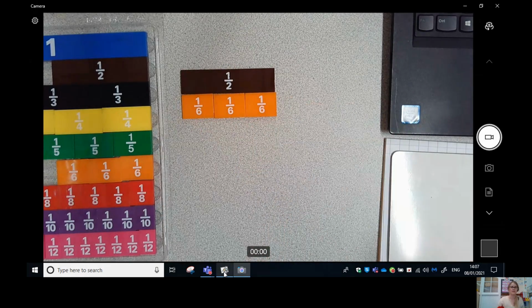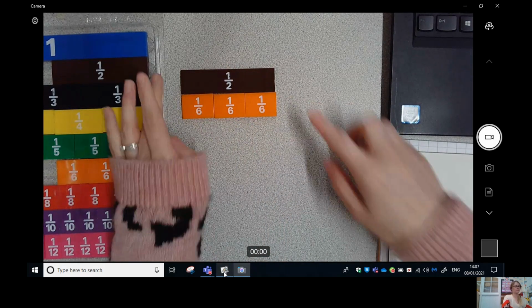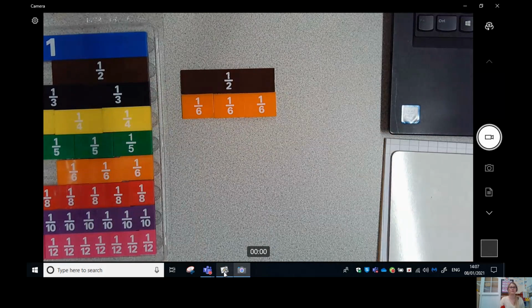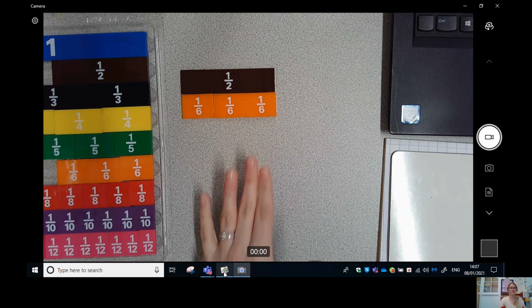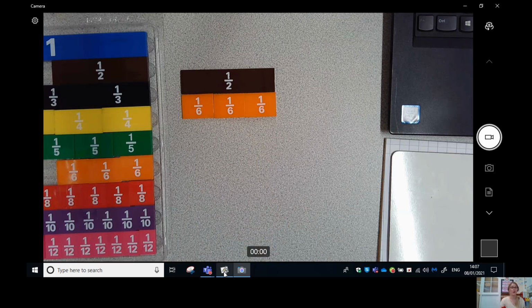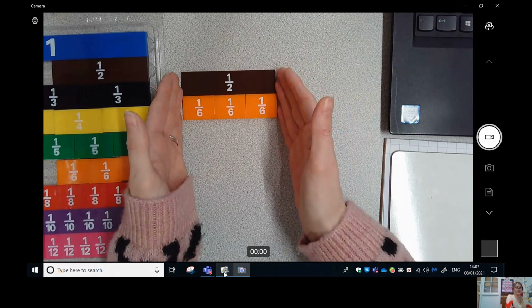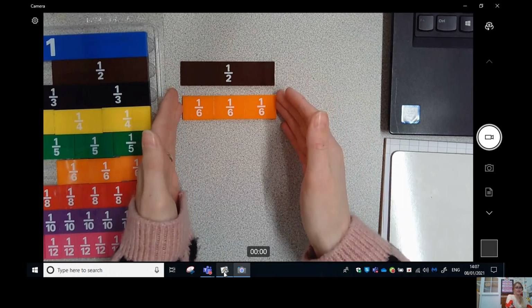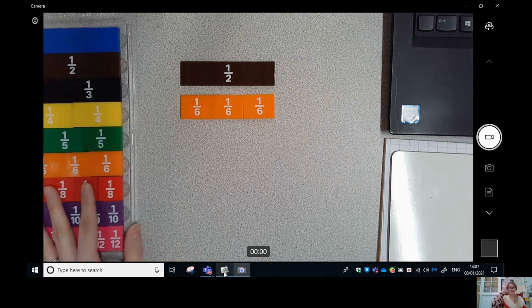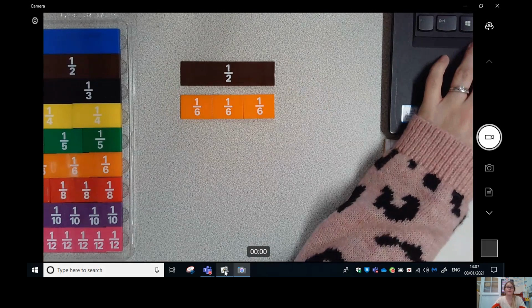What do you notice about those ones? Just want you to have a think for a moment. What do you notice about them? Hopefully you have recognised that they are the same. They are equivalent because they are the same size. They are equal in size. So 1/2 is the same as 3/6. So that would be an equivalent fraction.